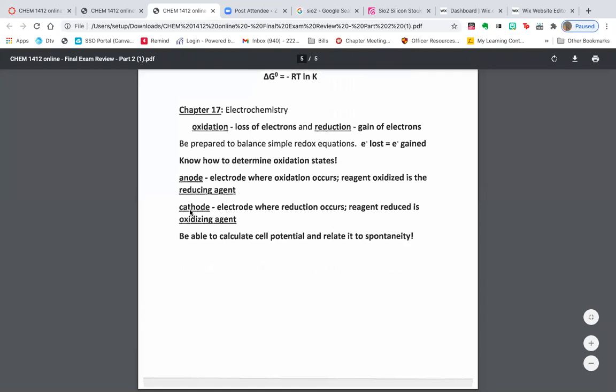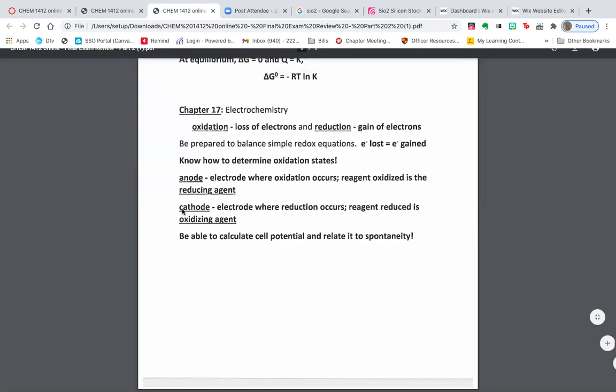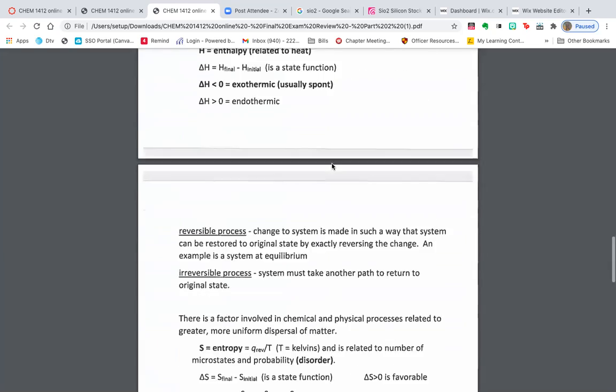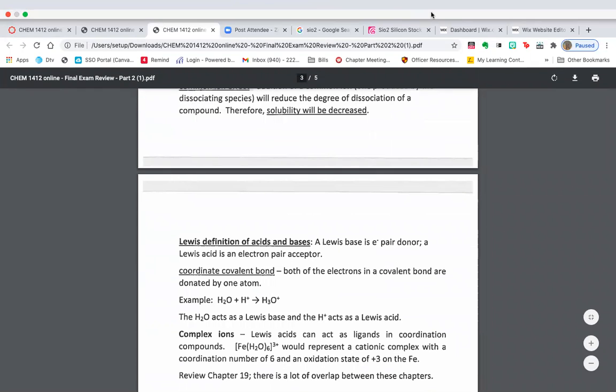And then the anode and cathode. Remember, anode is where oxidation occurs because they both start with a vowel. Cathode is where the reduction occurs because that starts with a consonant. And then whichever one oxidation occurs is the reducing agent. Whichever one reduction occurs is the oxidizing agent. It's confusing, I know. And then cell potential. This is the cathode, anode. It'll give you the values on a table and you just plug them into the equation. So other than that, that's really mostly it.